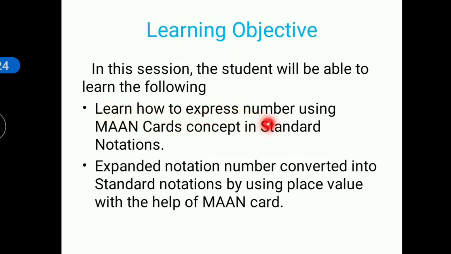Learn how to express numbers using Maan cards, concepts in standard notation and expanded notation, and numbers converted into standard notation by using place value with the help of Maan cards. Children, in the previous session we learned the concept of Maan cards to convert numbers from standard form to expanded form and from expanded form to standard form. Now let's revise it. Today we are going to learn about the place value in the expanded form with the help of Maan cards.